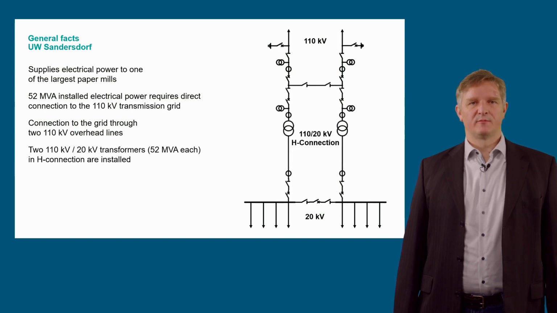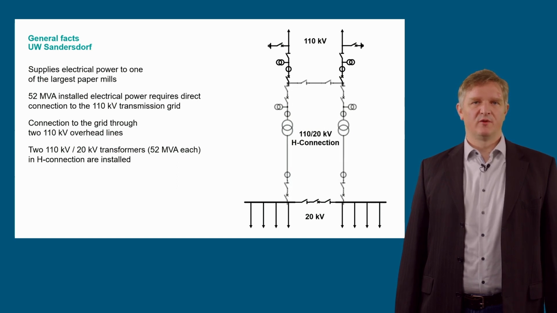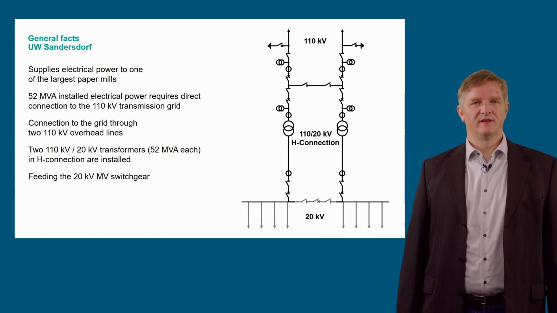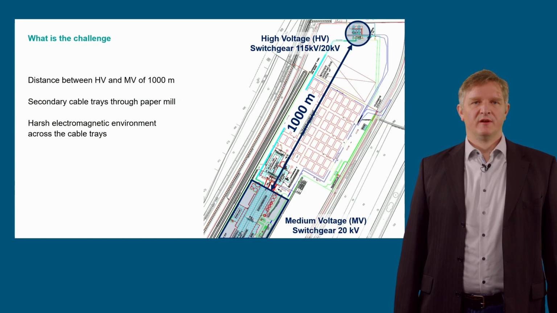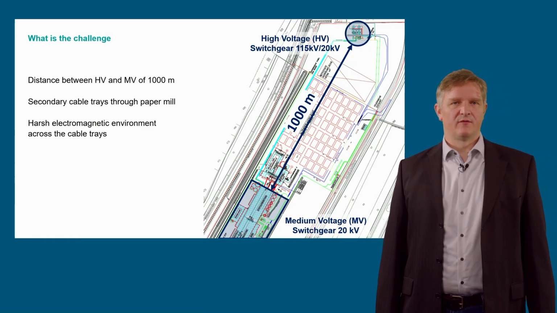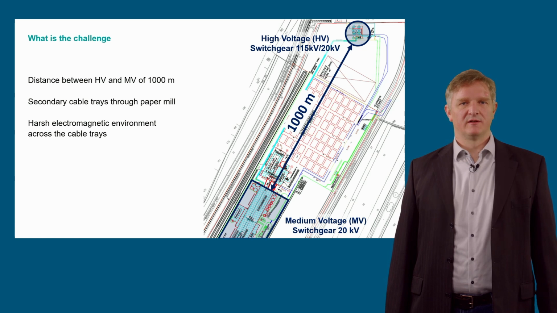The layout of the substation is a traditional H scheme with two 110 kV to 20 kV transformers and feeds the paper mill's 20 kV medium voltage switchgear. The distance between the high voltage and medium voltage parts of the substation is about 1000 meters. The challenge of the project was this distance between the 110 kV and 20 kV parts of the substation, as a large part of the paper mill is located in between, which means that the secondary cable trays run through the plant and traverse a harsh electromagnetic environment.